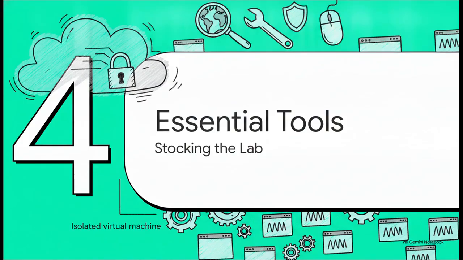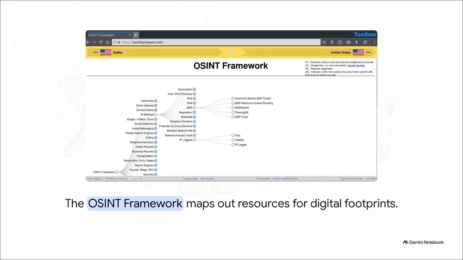All right, now that we have our isolated virtual machine built and running smoothly, let's talk about essential tools and extensions. It's time to stock our lab. So where do you even start looking for data? The OSINT framework is an incredibly cool interactive roadmap. When you have a single piece of data, say just an email address, a username, or an IP, you click through this massive tree, and it maps out exactly which public resources and tools you can use to track down that digital footprint. It's absolutely the ultimate starting point for finding public data.